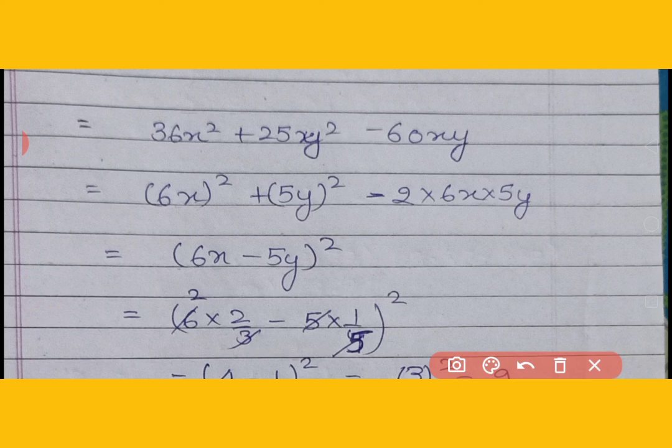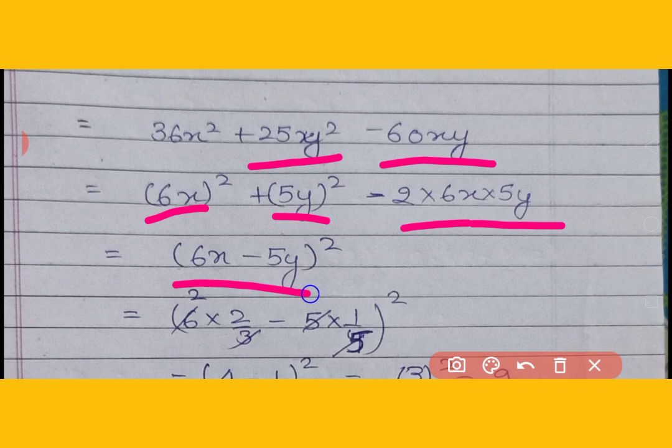36x square can be broken into the form of (6x) square. 25y square can be broken into (5y) whole square, and 60xy will break into 2 into 6x multiplied with 5y. So we can write here (6x minus 5y) whole square. It is represented in the form of (6x minus 5y) whole square.